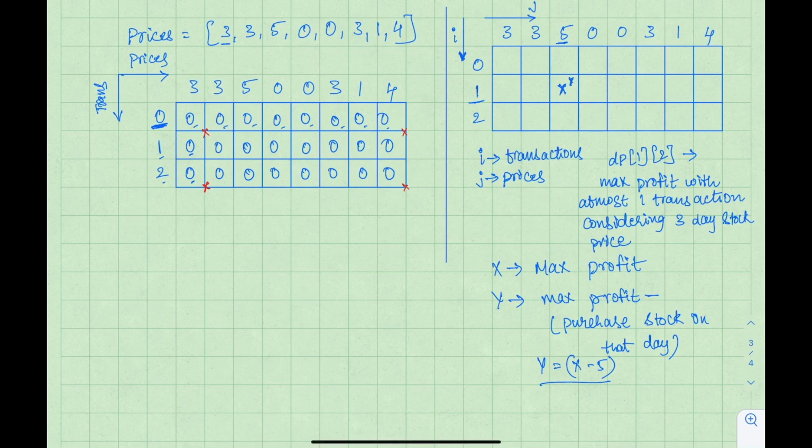So the next part that we will be doing is we want to update the Y values here. So what is my Y value here for this grid?